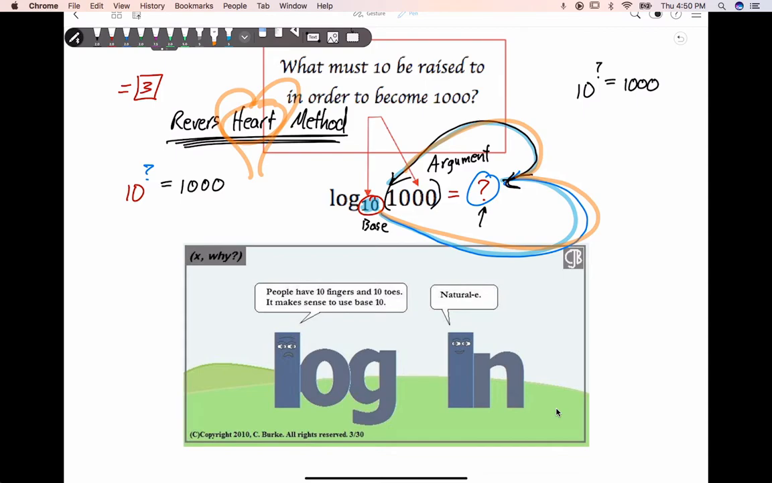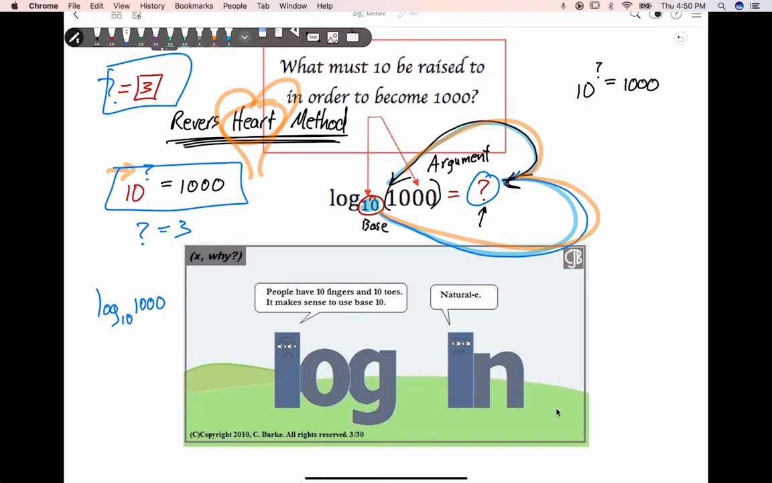So you have to ask yourself, what number would question mark be to make this statement true, where 10 raised to some power would equal 1,000? Well, that number, question mark, is 3. Okay, so again, our original log base 10 of 1,000 is just camouflaged, if you will, or coded as just the number 3. And how can we do that? The way I just showed you, the reverse heart method, by hand, rewriting it as an exponential function.